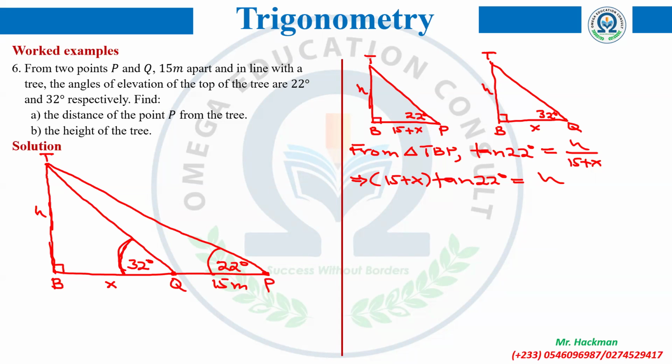Yes, please. Okay, I've made h the subject, so I will label this one as equation 1. Now let's go and take the second triangle too. Let's do it together, maximum attention. From the right angle triangle TBQ, what do we have again? Opposite, adjacent. So which trig ratio?